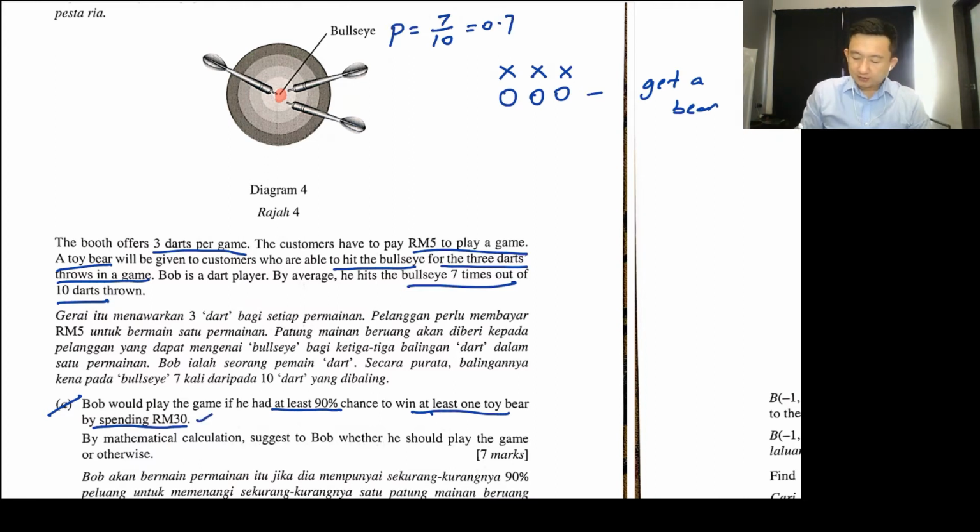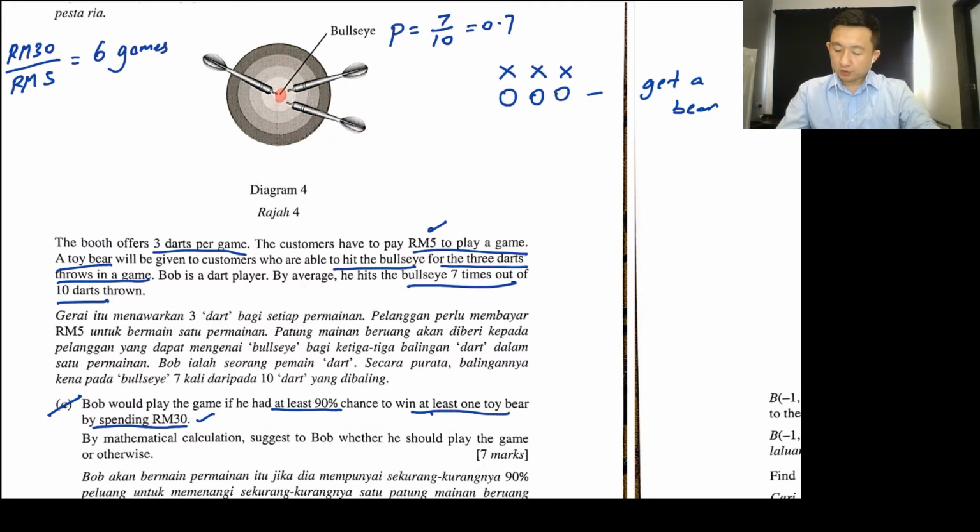By spending 30 ringgit, this is something to do with 5 ringgit, am I right? So if you have 30 ringgit, at 5 ringgit per game, how many games can Bob try? That will be 6 games in total, right? 6 games in total. And this is the success rate of the dart hitting the bullseye.